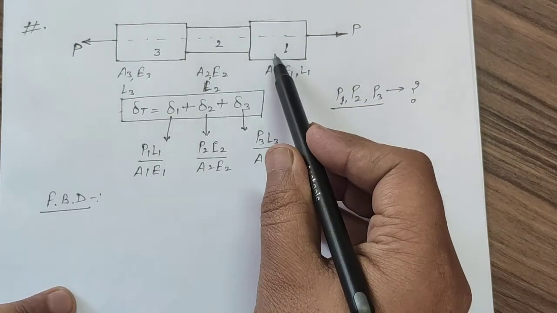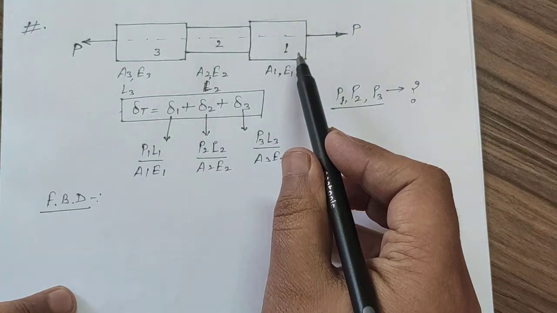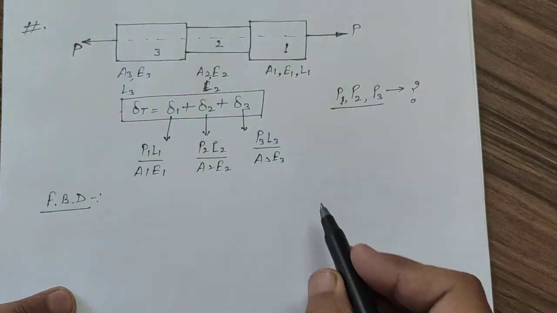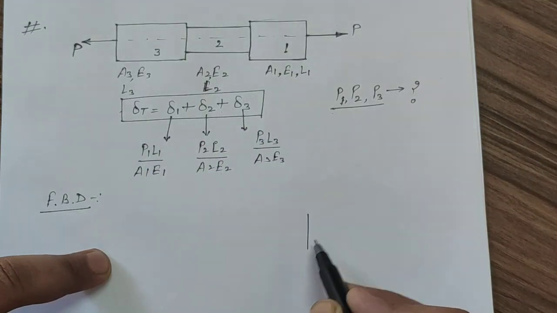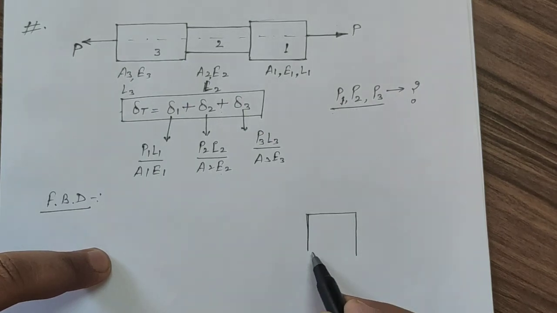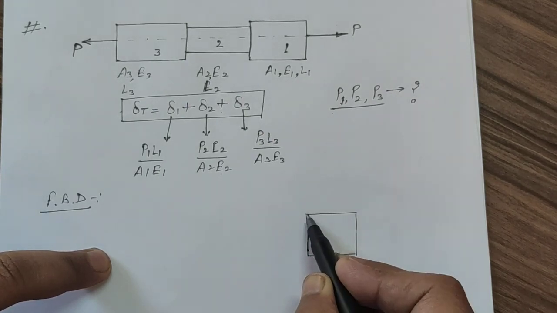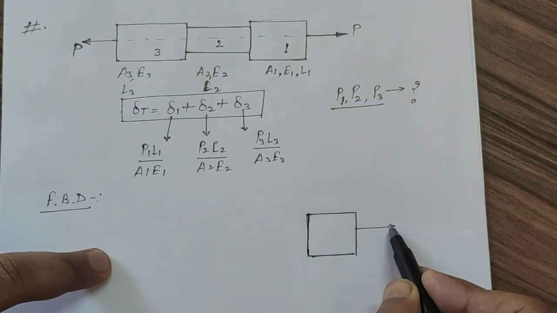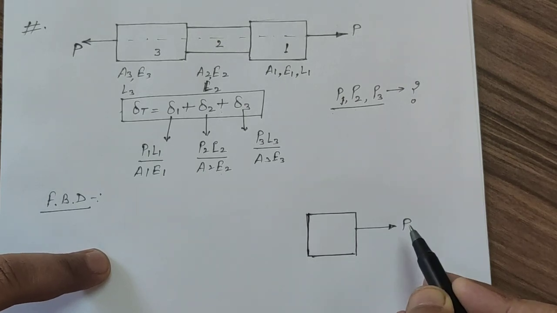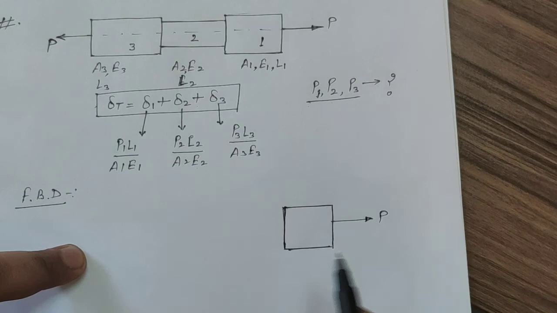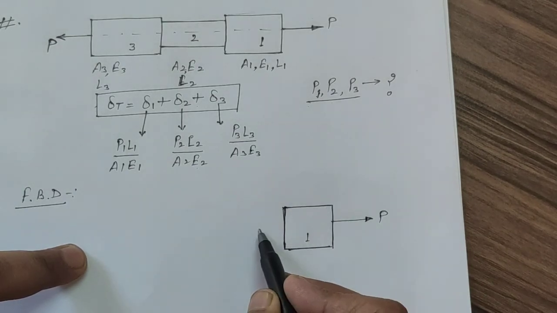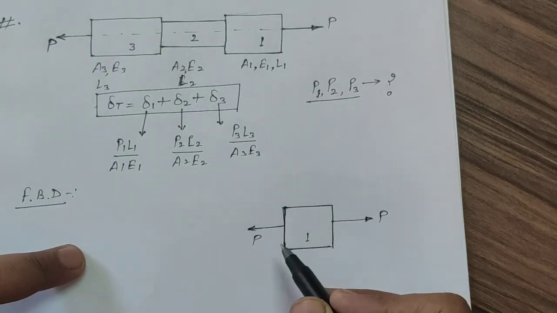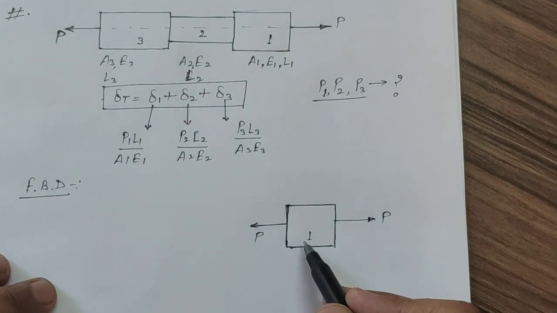Okay, so we will start either from the left hand side or from the right hand side. This is the important part. So let's say this is member 1. Okay, if the whole component is in equilibrium, then we can say each and every component will also be in equilibrium. So here load P is acting in the positive x direction. So on member 1, the P will act in the negative x direction.